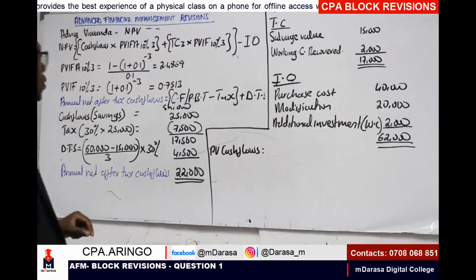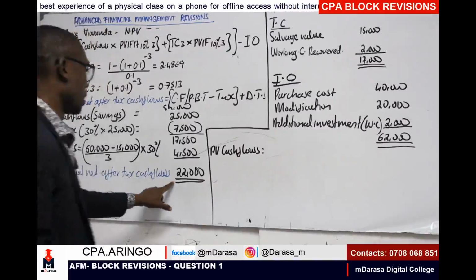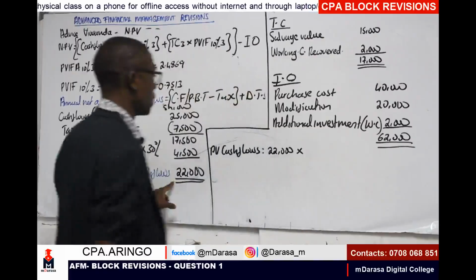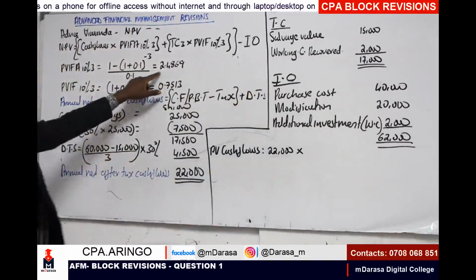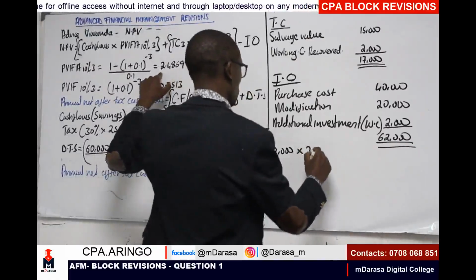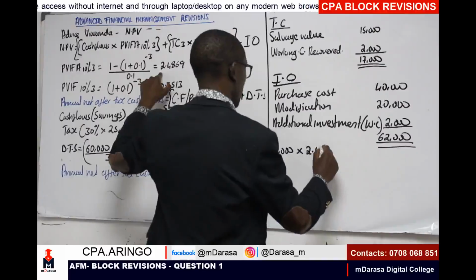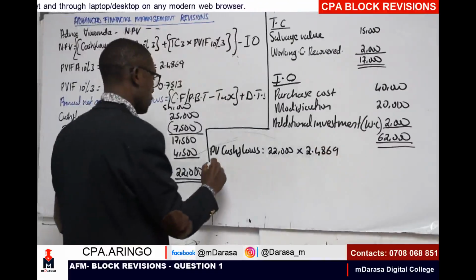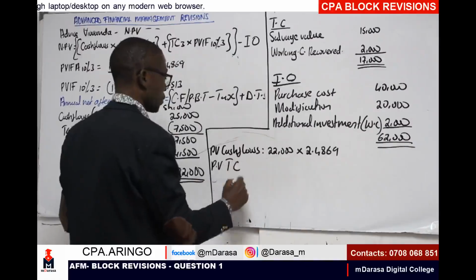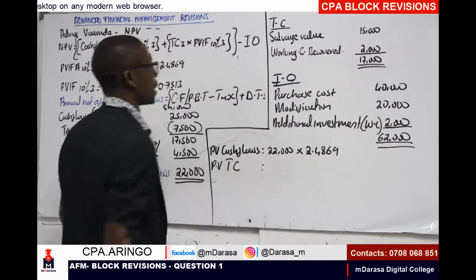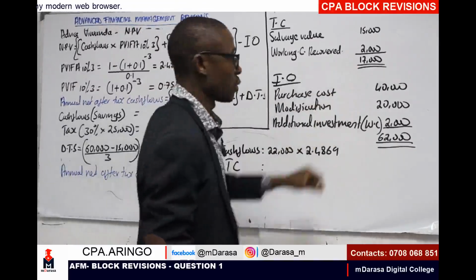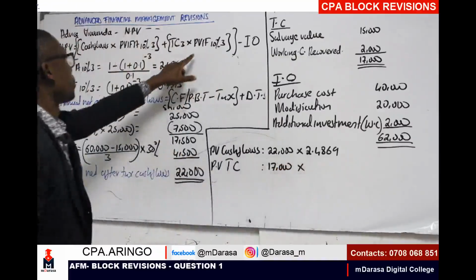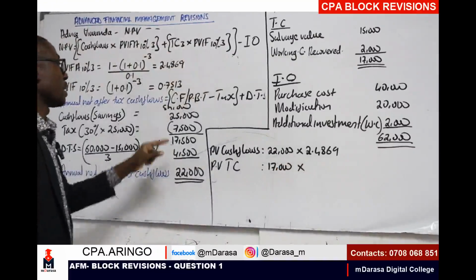I'm having our 22,000, the annual net after tax cash flows, right? 22,000. We multiply by the present value interest factor, which we had here, 2.4869. We come and have our present value of our terminal cash flows. Terminal cash flows, 17,000, which we have determined, times our present value interest factor, because it was a lump sum value, which is what?